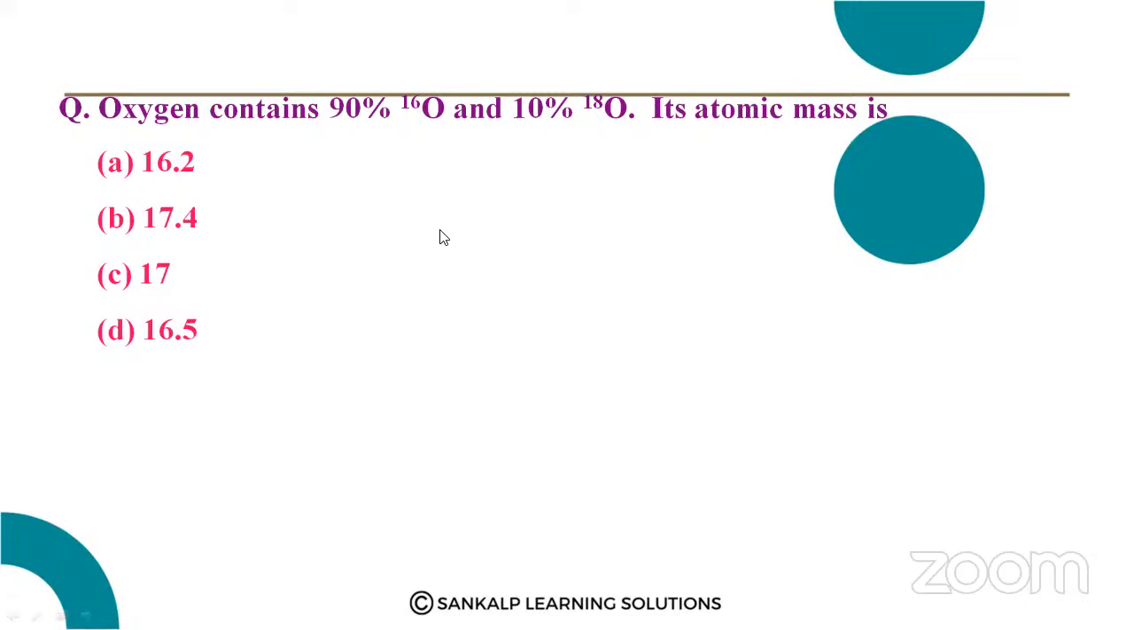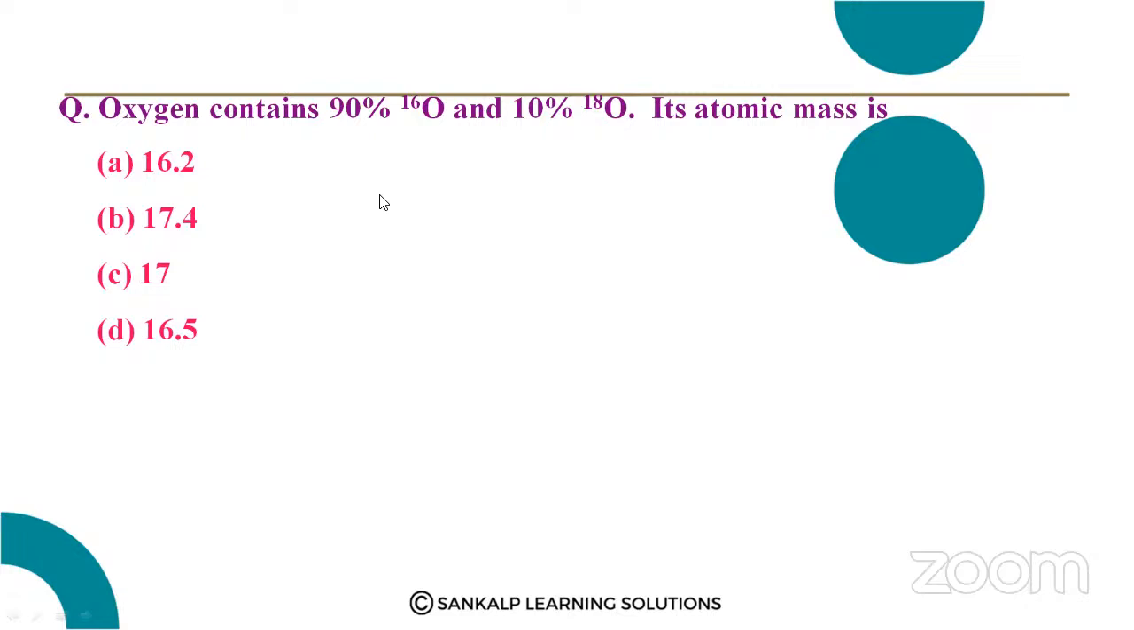Dear students, I think the question got stuck here, so I'll just solve this again. Oxygen contains 90% O16 and 10% O18. So we need the average atomic mass. How to calculate average atomic mass? Average atomic mass is given as summation of Ai into Fi, right?